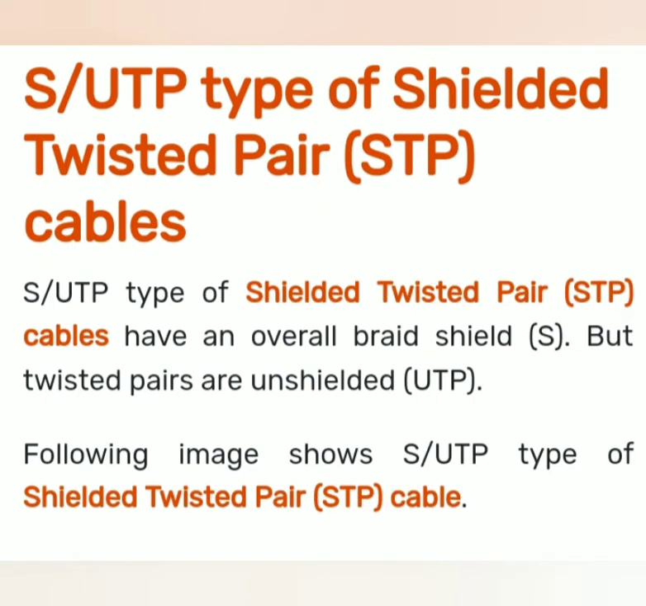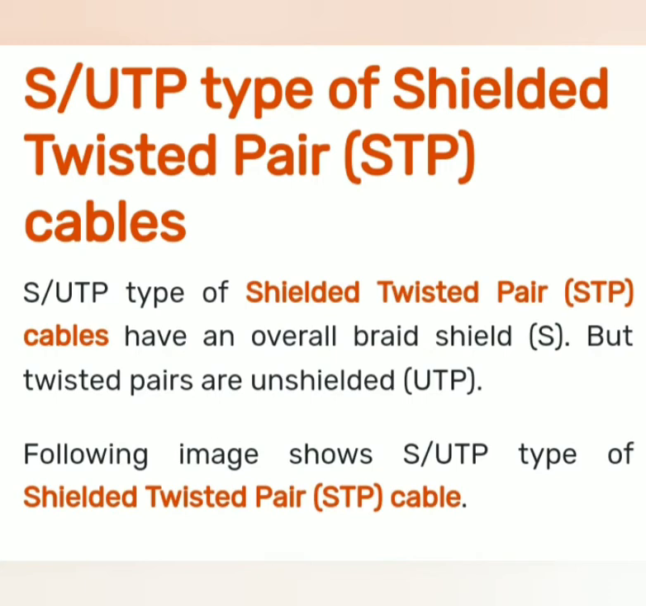Another is the S/UTP type of shielded twisted pair, that is STP cables. S/UTP type of shielded twisted pair STP cables have an overall braid shield, that is S, but the twisted pairs are unshielded, UTP. The image shows the S/UTP type of shielded twisted pair STP cables.